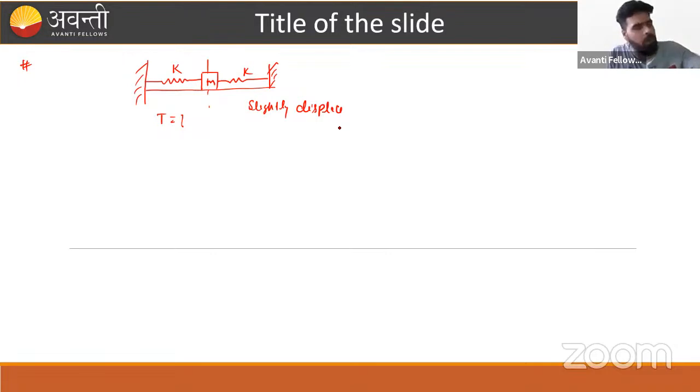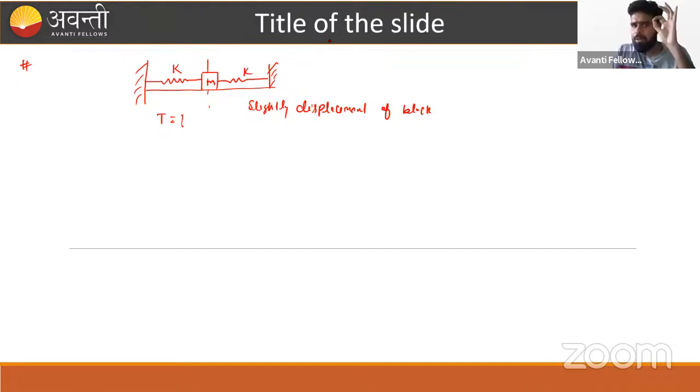Then this block performs SHM. It is already said in the problem that the block performs simple harmonic motion for a small displacement of the block, and we have to find out what is the time period. Anybody in this class, tell me the answer in the comment box. Come on.